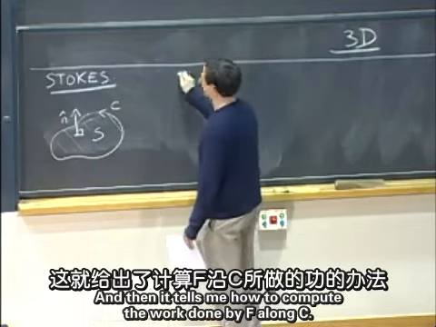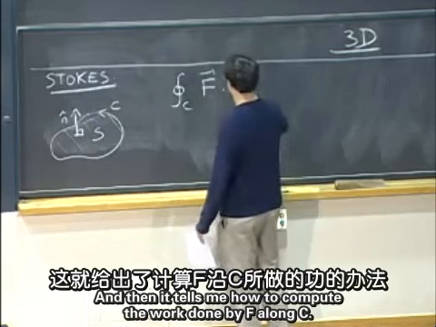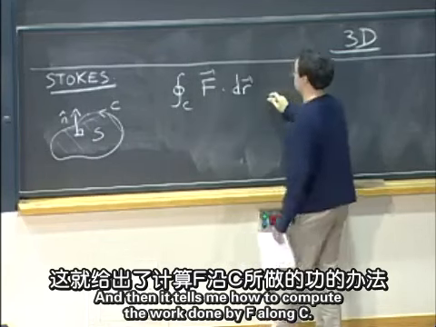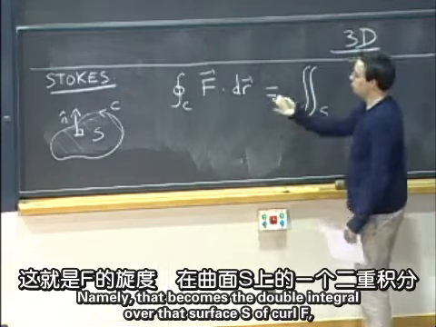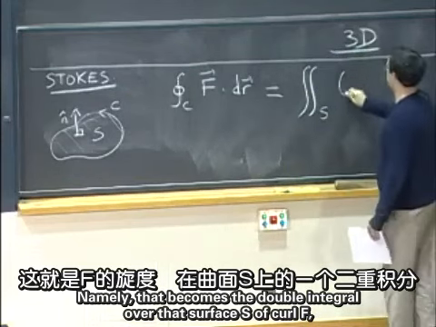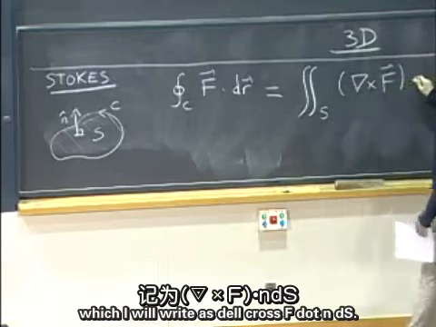And then it tells me how to compute the work done by F along C. Namely, that becomes the double integral over that surface S of curl F, which I will write as del cross F, dot n dS.